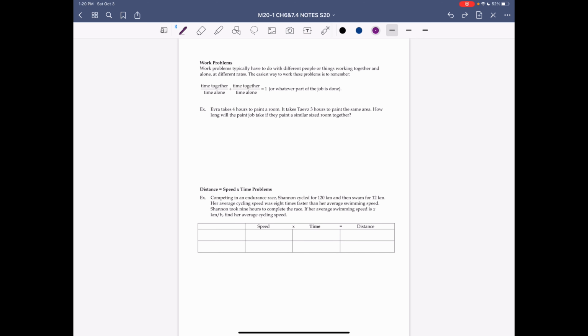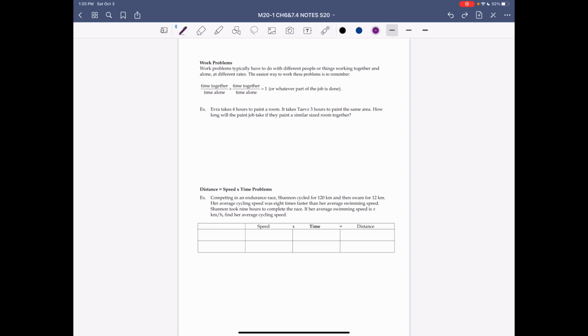The easiest way to work these problems is to remember that the ratio of time together over time alone for person A or item A, plus time together over time alone for person or object B, equals 1, or whatever part of the job is done. So if half the job is completed, it would equal 1/2. Example: Evra takes 4 hours to paint a room. It takes Taves 3 hours to paint the same area. How long will the paint job take if they paint a similar sized room together?